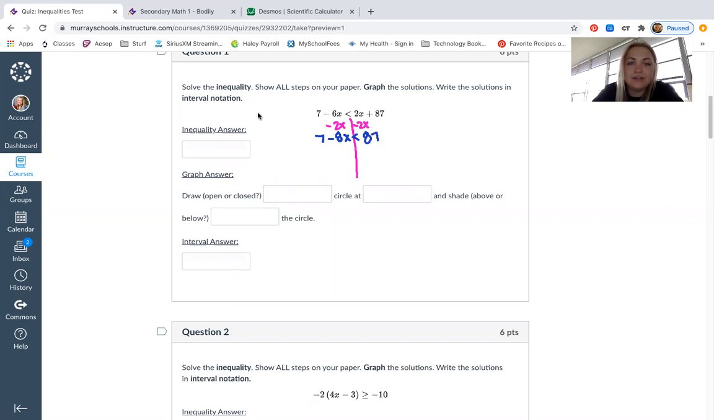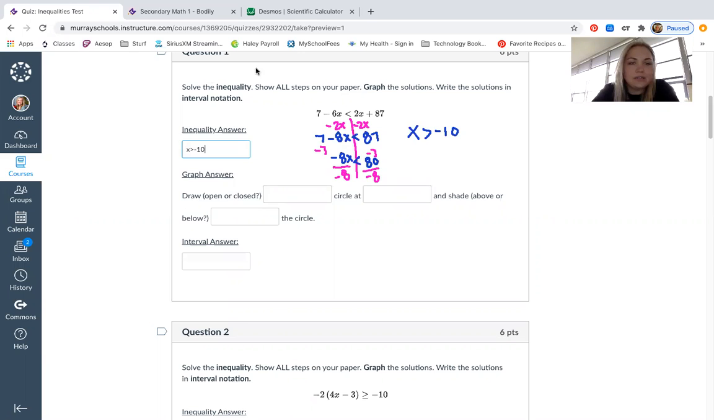Okay, the next thing that I want to do is get rid of that 7. So I'll subtract 7 from both sides. And when I do that, on the left, I have negative 8x is greater than 80. Last step, to undo negative 8 times x, I divide by negative 8 on both sides. And my final answer will be x, and remember, when we divide by a negative, that symbol reverses. So it's going to be greater than negative 10. So x is greater than negative 10.